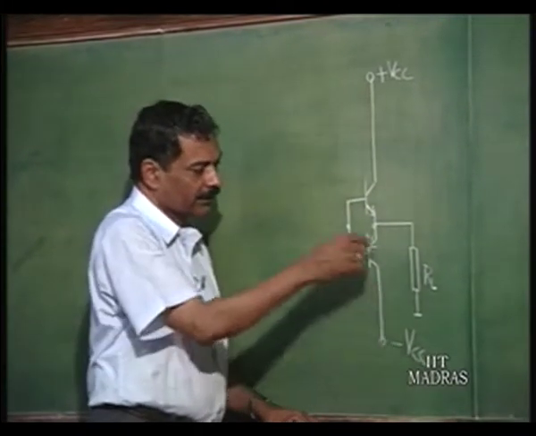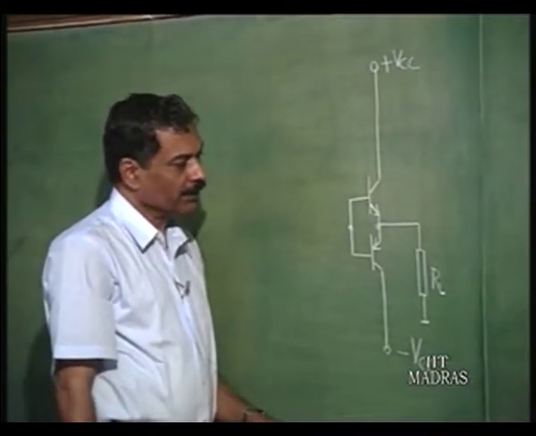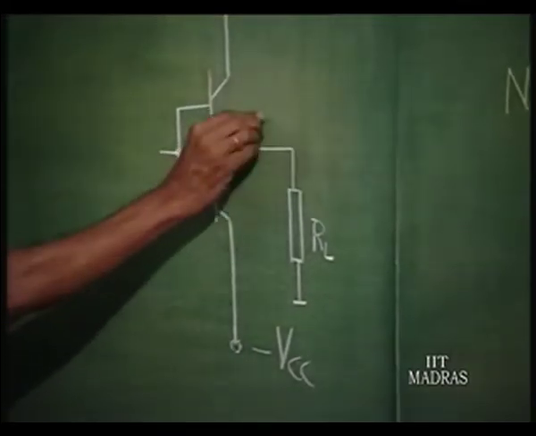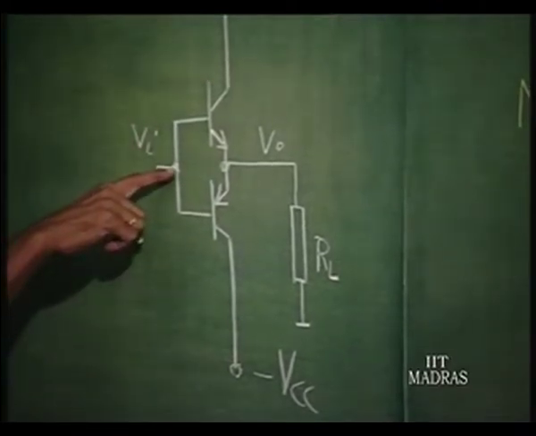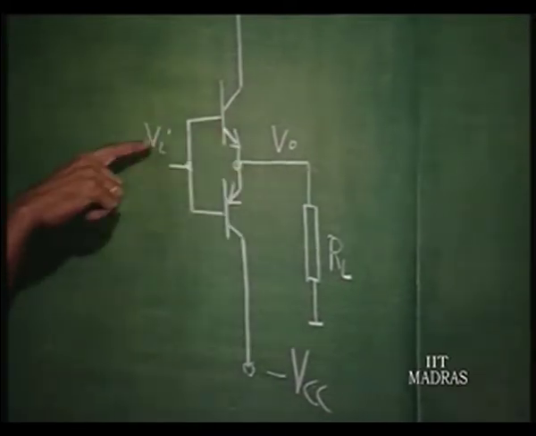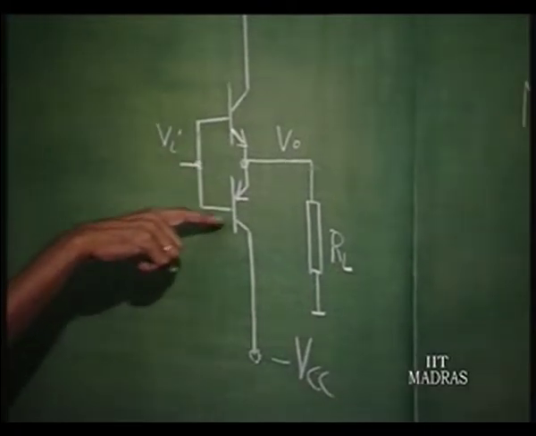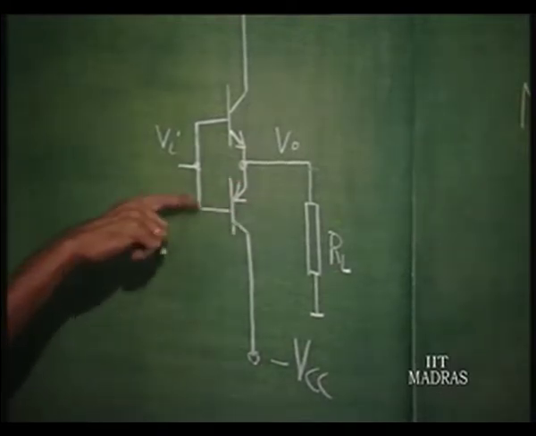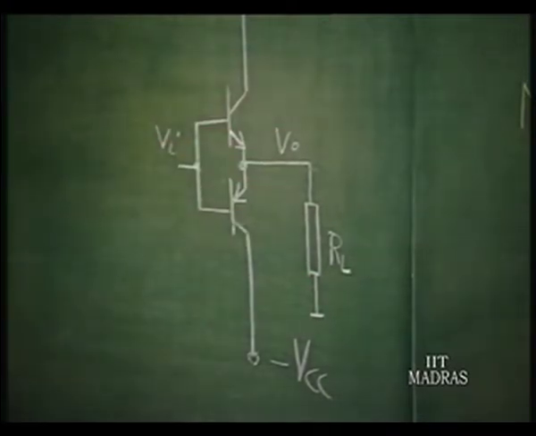Now, this is the stage which we had discussed, complementary symmetry output stage, wherein input is given here and output is taken here. This is the output and this is the input. Until V gamma is reached, this transistor will not conduct, thereafter this will conduct and V naught will be equal to V I. It will conduct as a common collector stage. Until minus V gamma is reached, this will not conduct, thereafter for more negative voltages this transistor will conduct and V naught is going to be equal to V I.